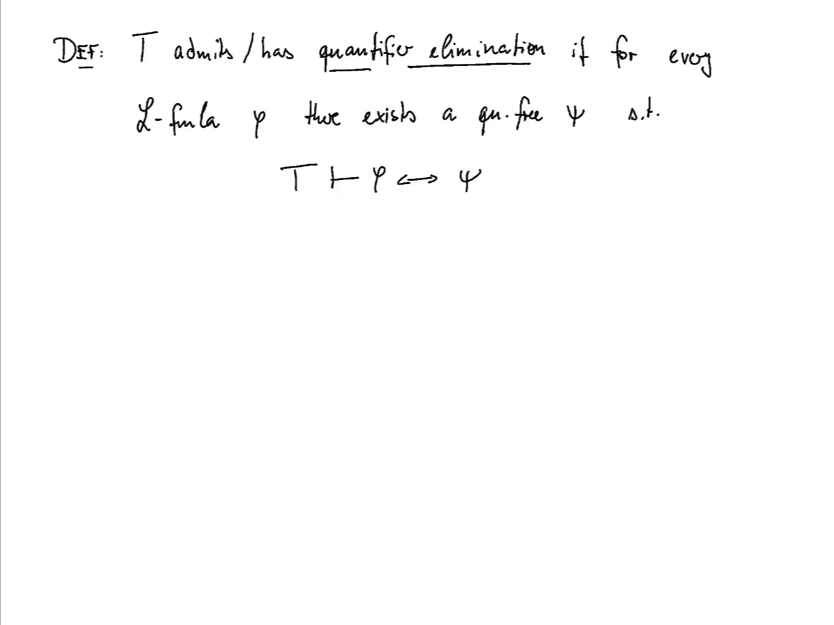Here's the definition. A theory T, an L theory, admits or has quantifier elimination if for every L formula phi there exists a quantifier-free formula psi such that over T, phi and psi are provably equivalent. A simple example of a theory that has quantifier elimination is the theory of dense linear order without endpoints. So recall we just denoted that simply by DLO. And if you want to prove this, here's the core idea.